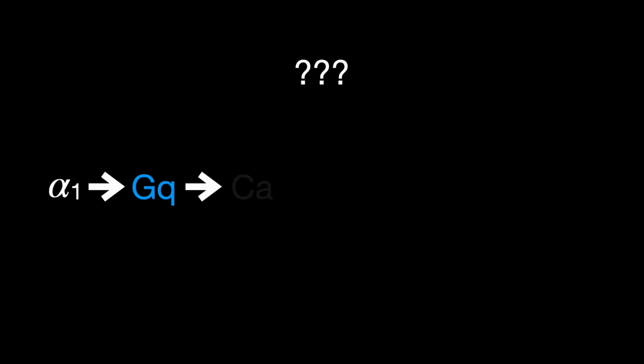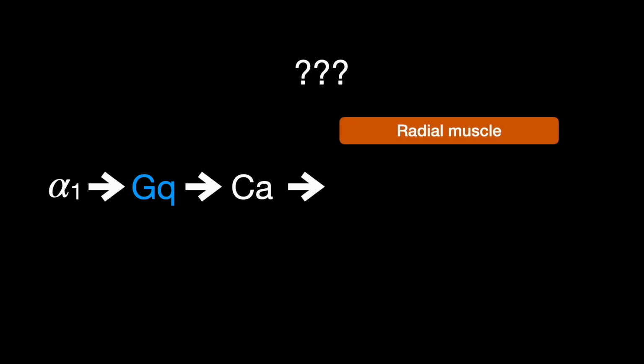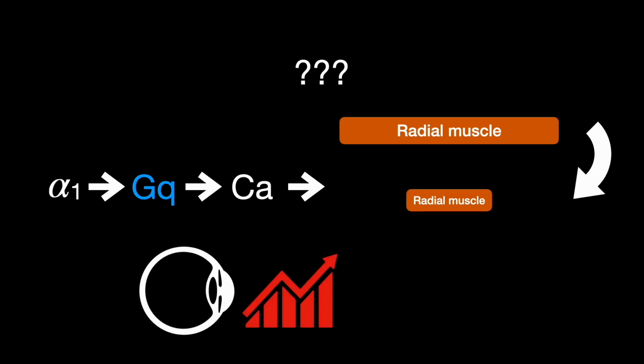But how? Remember that the Alpha-1 receptor was coupled to Gq. Intracellular calcium increases and the radial muscle contracts, moving from this position to that position. This results in increased intraocular pressure, so caution is advised.